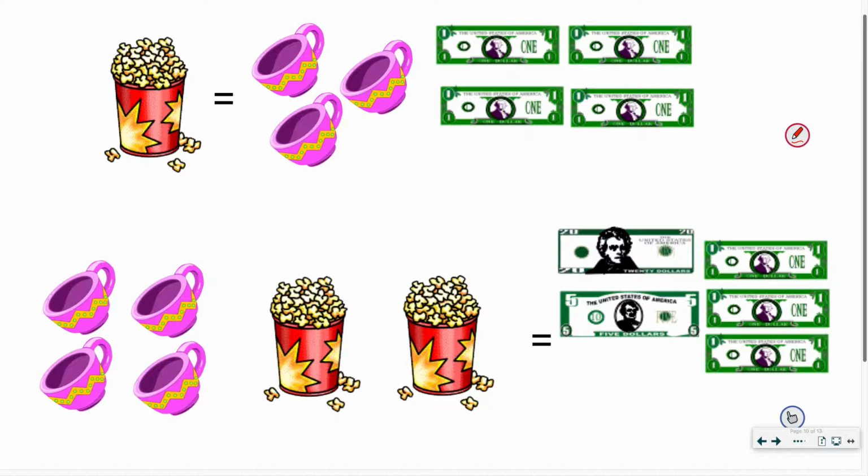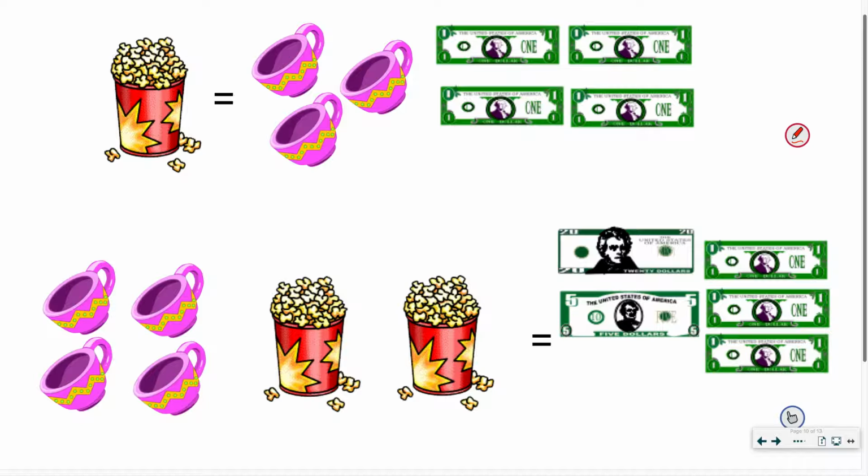Now, I would love to somehow represent this situation in either all popcorn or all drinks, because then I know I can narrow down the value, right? Is there anything I could do? Is there enough information here to make some moves? Well, I know this is this, so I can reason. What could I reason just based on the picture?